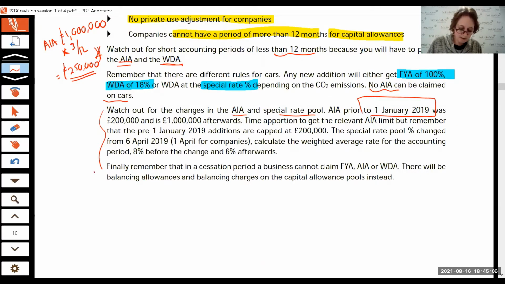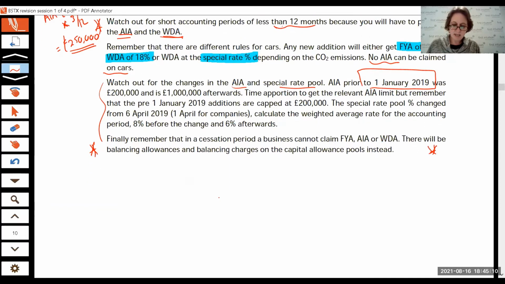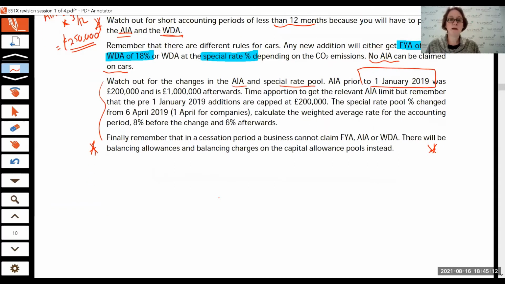I'm not too worried about that part. I'm a bit more interested in this. If we have a cessation period, if our business ceases, and that was one of the questions that Shazer asked there, what happens if a business ceases? In the very final period, we don't have any first year allowance, we don't have any AIA, we don't have any writing down allowance, we don't claim anything other than this one-off, we call it like a balancing adjustment.